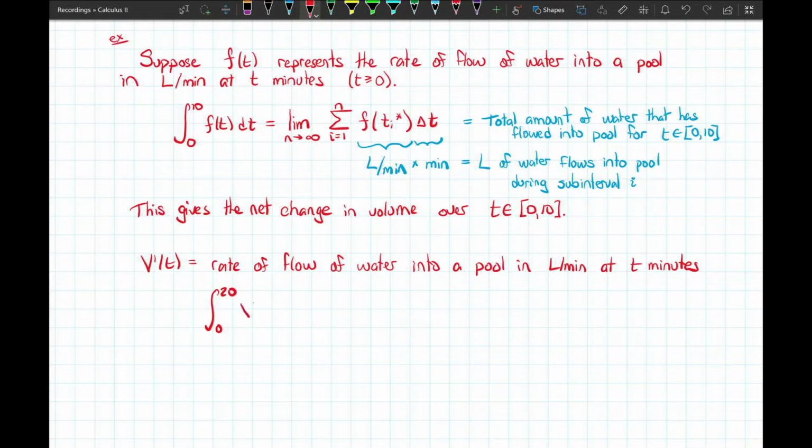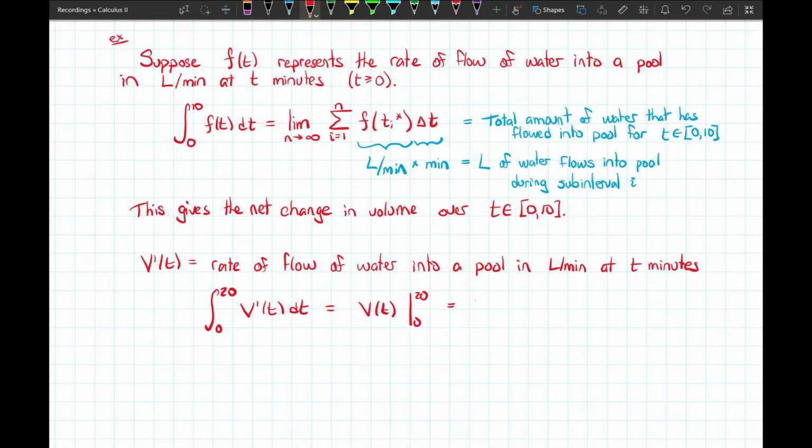Now we're going to integrate v prime of t, and rather than thinking about the definition, we can think about the fundamental theorem of calculus. We need an antiderivative of v prime of t, and then evaluate the endpoints. We need something whose derivative is v prime of t. Well, that's pretty easy because v of t is the antiderivative of v prime of t. And we're going to evaluate that from 0 to 20.